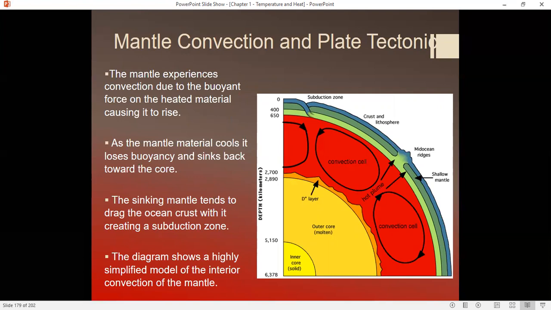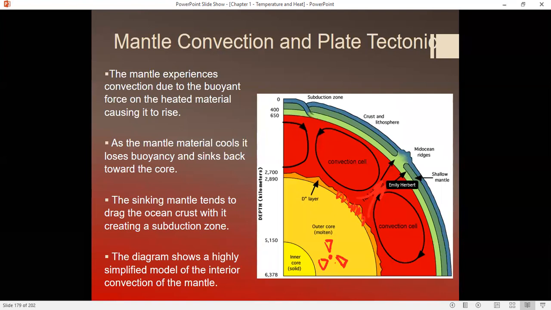Convection also drives plate tectonics. The heat from the core due to radioactive decay will make the core much warmer than the mantle. Heats the interface between the mantle and the core, and this causes mantle plumes.